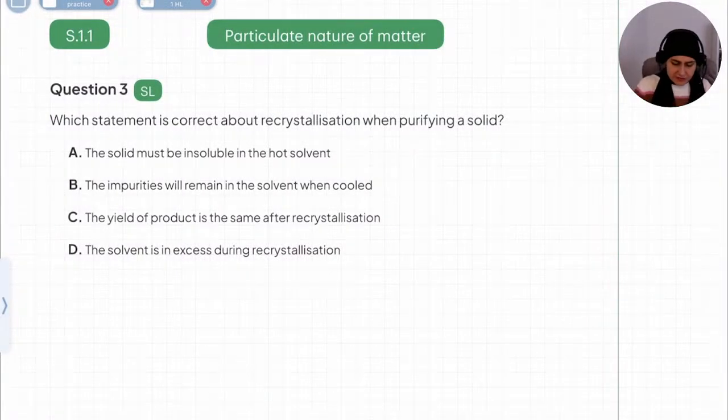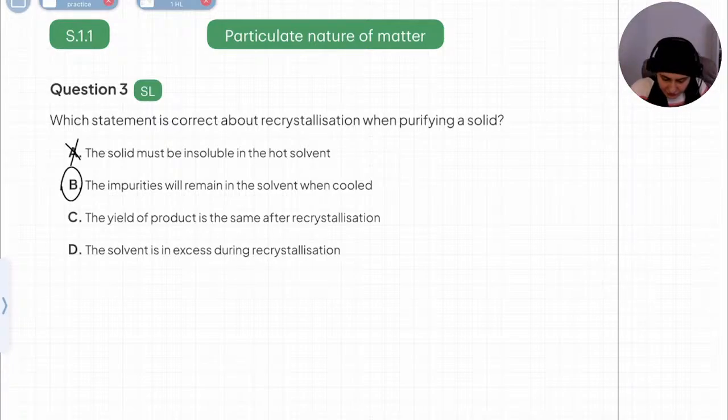So which statement is correct? First, the solid must be insoluble in the hot solvent. Wrong, right? Because it must be soluble in hot and insoluble in cold, so not A. The impurities will remain in the solvent when cooled. Yes, that's true. The soluble impurities will remain and our crystals would form. So B looks right, but let's check the rest.